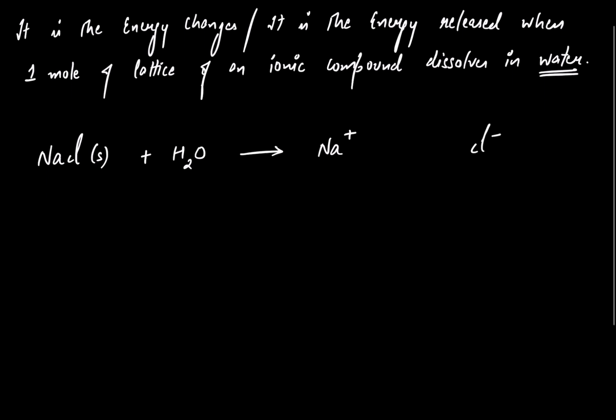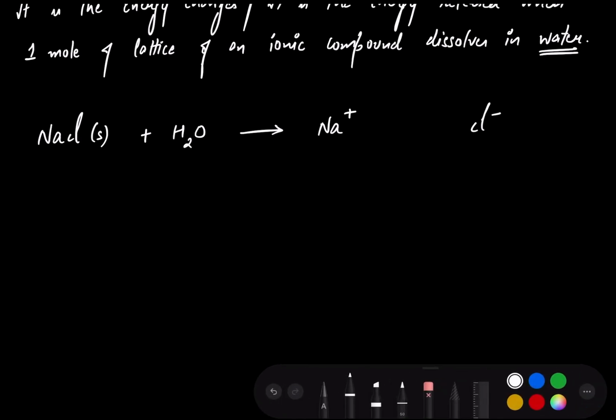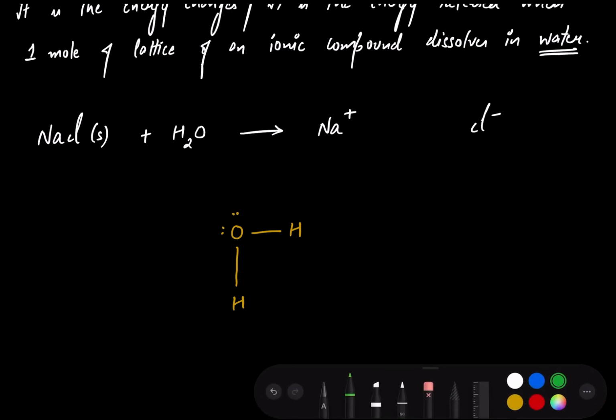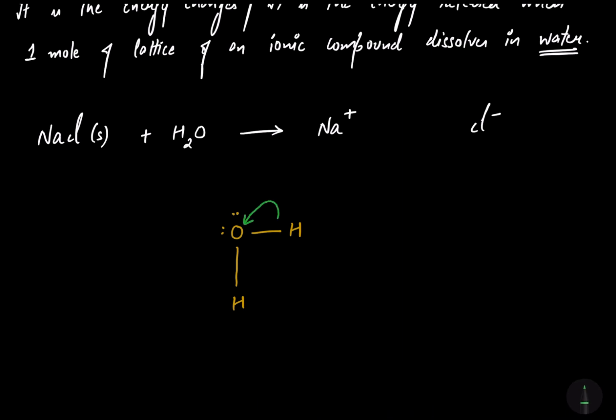Now, what is actually happening? The Na positive ion and the Cl negative ion make interactive forces with water. Let me take an example. I have taken a water molecule, that's oxygen, here sits hydrogen, and here sits hydrogen. That's a lone pair of electrons and a lone pair of electrons. We all know that the electronegativity of oxygen is very much greater than that of hydrogen, so it will attract the shared pair of electrons towards itself, due to which it will acquire a slight negative charge, and hydrogen will acquire a slight positive charge.